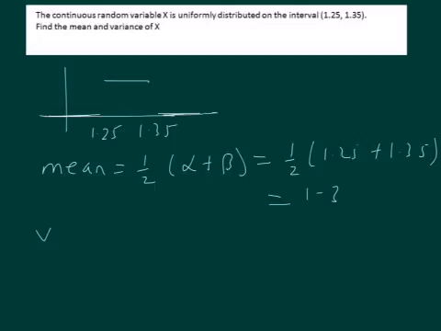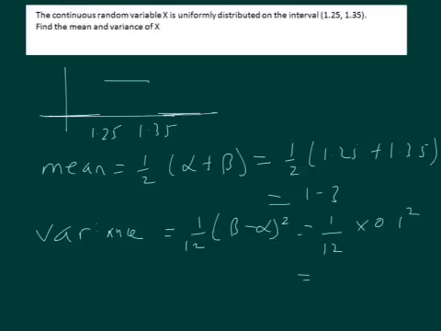And the variance is 1/12 beta minus alpha all squared. So that's 1/12. 1.35 minus 1.25 is 0.1. So it's a 12th of 0.1 squared, works out to be 1 over 1200. So that's simply using these formulas that we've just derived.